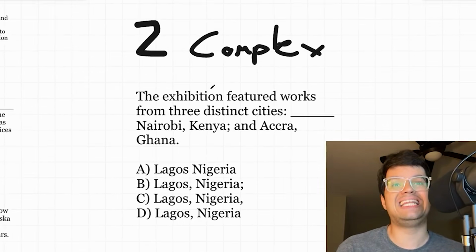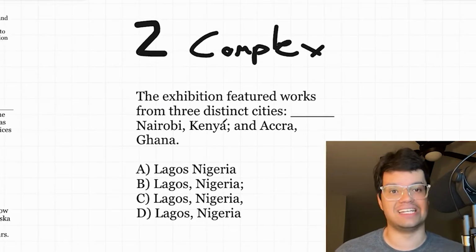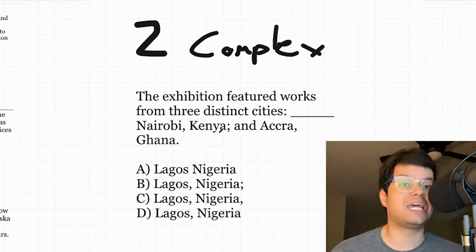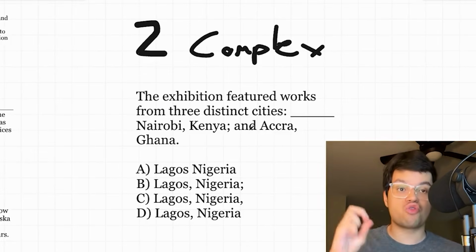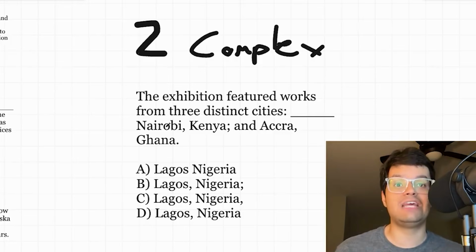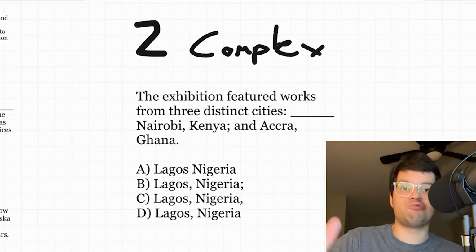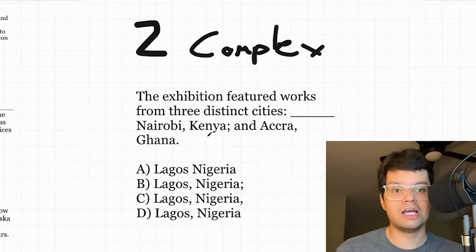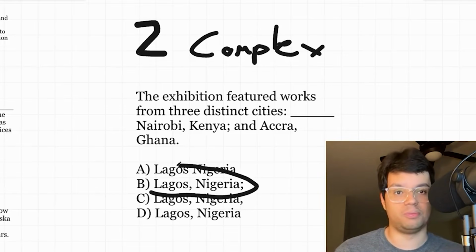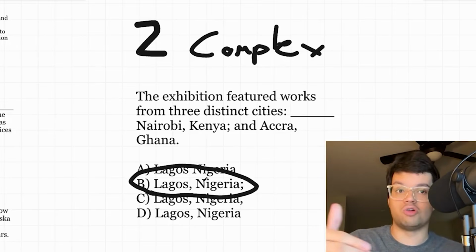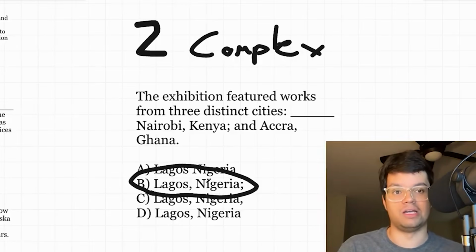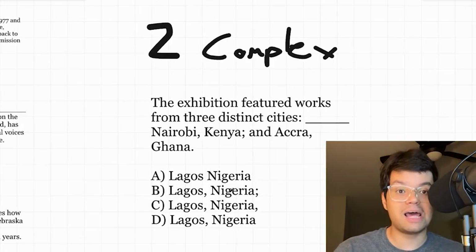So for this here, we can see the exhibition featured works from 3 distinct cities: Lagos, Nigeria; Nairobi, Kenya; and Accra, Ghana. These are 3 different items because they're each a city followed by the country that they're in, but we of course have to use a comma to separate the city and the country. So therefore, B is going to be the right answer here because it has a semicolon on the outside to be the bigger separator, but also Lagos, Nigeria for the smaller separator on the inside. It can't be these other ones because none of them have a semicolon.